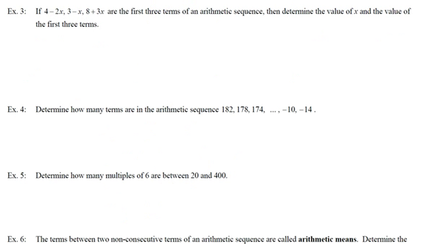All right, so now we're just going to do a bunch more examples. Apparently we've done 2 because this is example 3. If 4 minus 2x, 3 minus x, and 8 plus 3x are the first 3 terms of an arithmetic sequence, then determine the value of x and the value of the first 3 terms. Okay, so how are we going to do that?